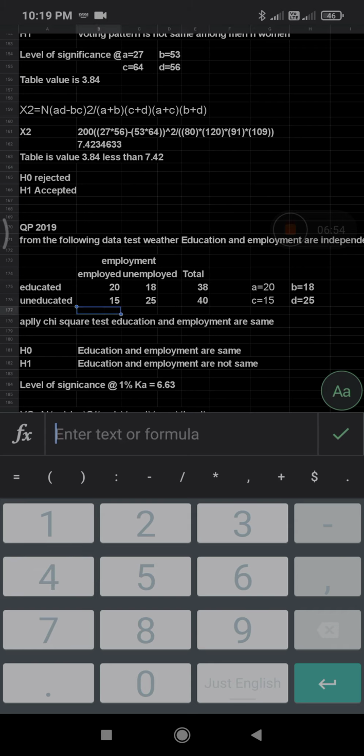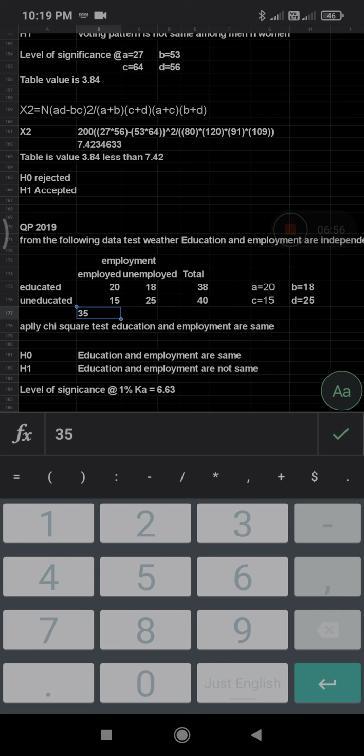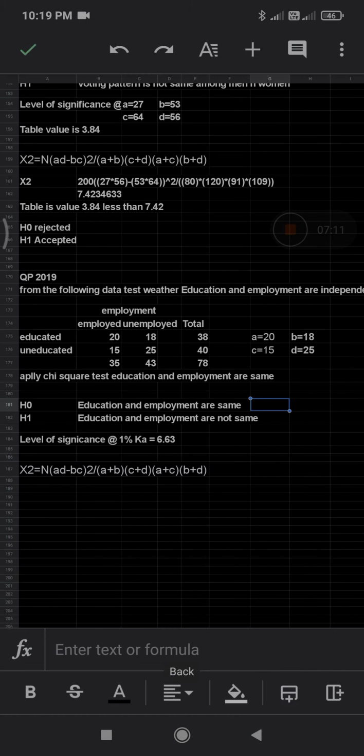Next one, A plus C means 35. Then B plus D equals 25 plus 18, it's 43. So the total here is 43 plus 35, it's 78.